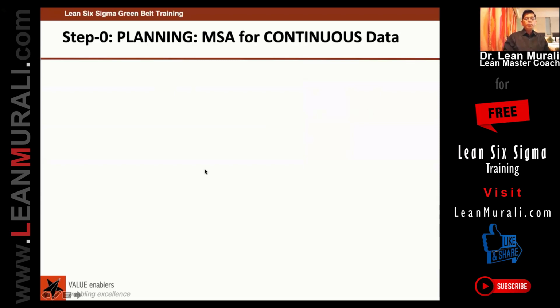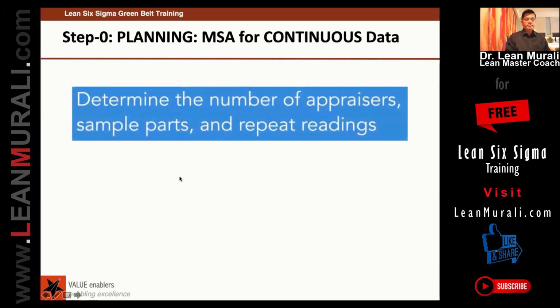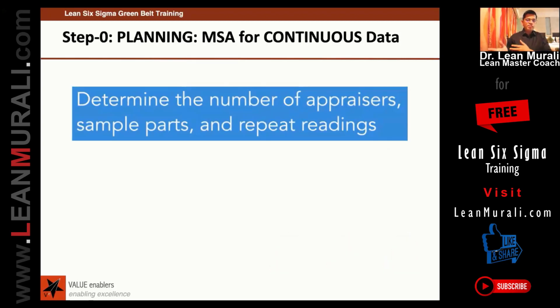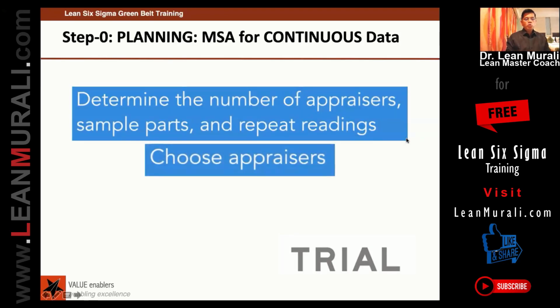Let us go. How do you plan this measurement system analysis for continuous data? First, determine the number of operators, or the people we call appraisers, and sample parts and repeat readings. For example, you can go for 2 operators or 3 operators. Sample parts, you can go 5 parts, 3 parts, 10 parts. And repeatability is trial 1, trial 2, and trial 3. So first determine the appraisers, samples, parts, readings.